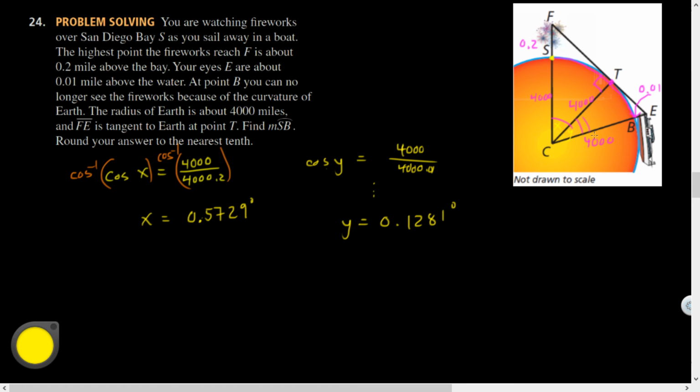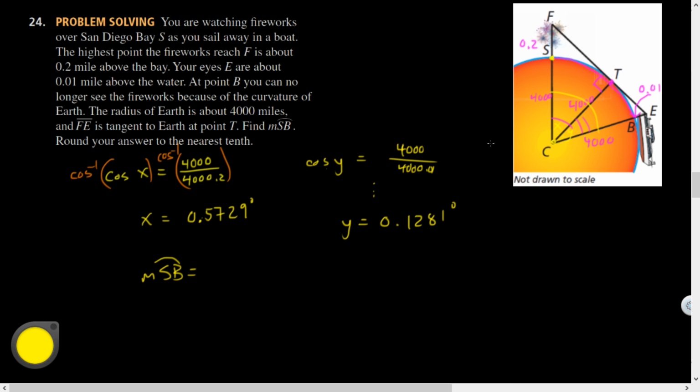And if I add those two together, I should be able to find the measure of this entire central angle. And how is that central angle going to relate to the arc SB? Anybody? How is the central angle going to relate to the arc SB if I knew this entire angle? A central angle is exactly equal to it.